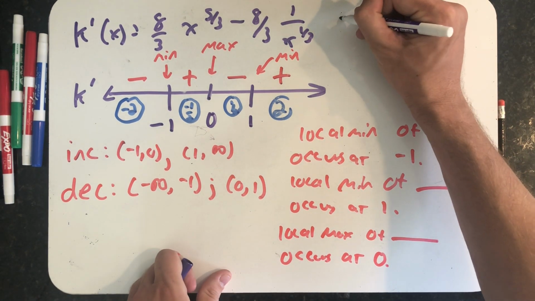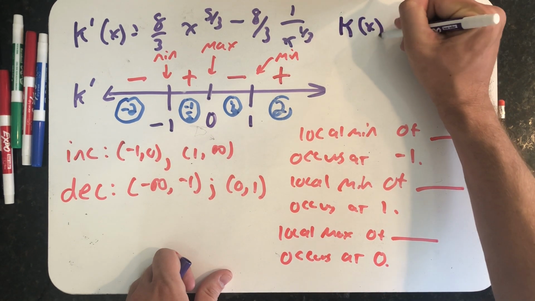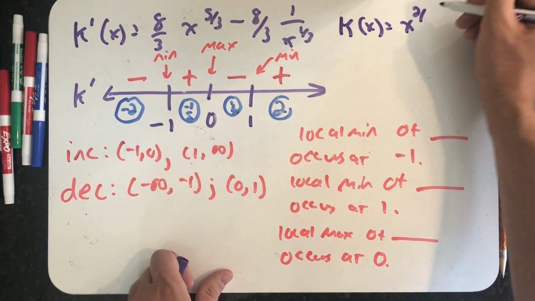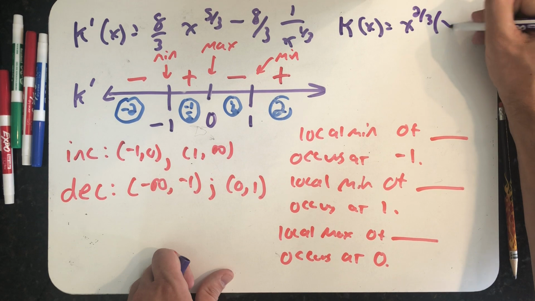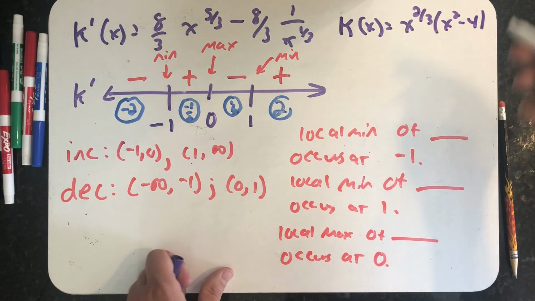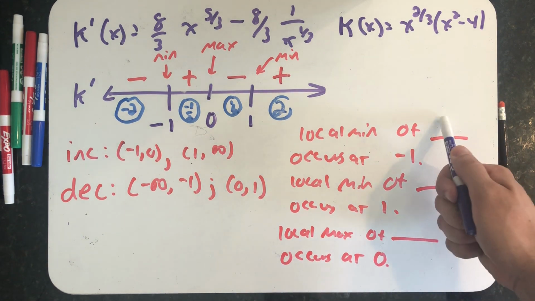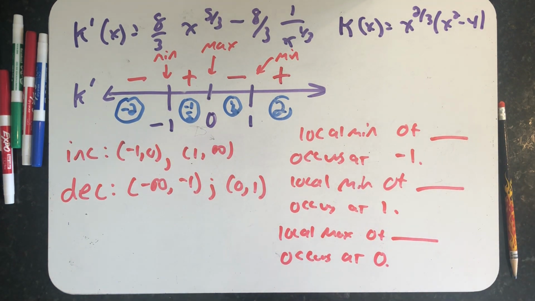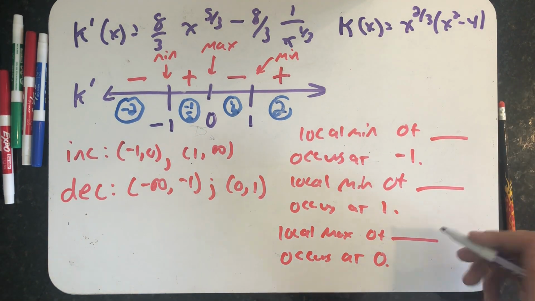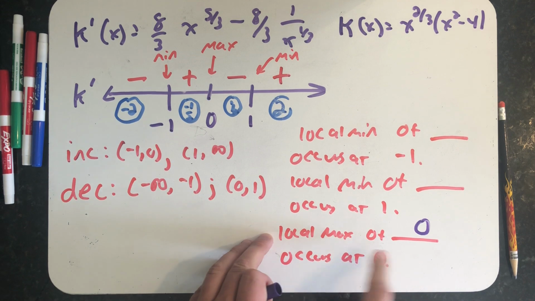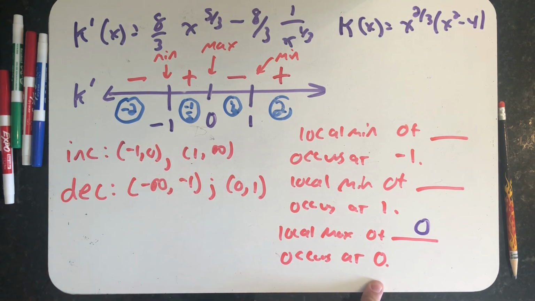So I need to think about my original function k of x, which was x to the 2/3 times x squared minus 4. So I just need to plug in these x values to find the corresponding y values, what the min and max actually were. So I'll start with this last one. Plugging in a 0 here, I actually get out a 0. So the local maximum of 0 occurs at, well, 0.